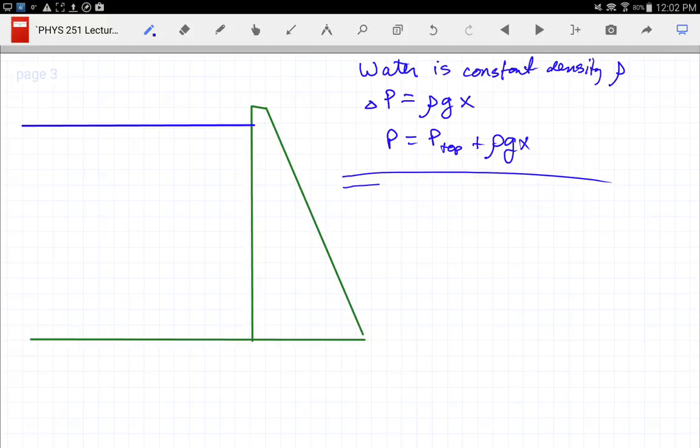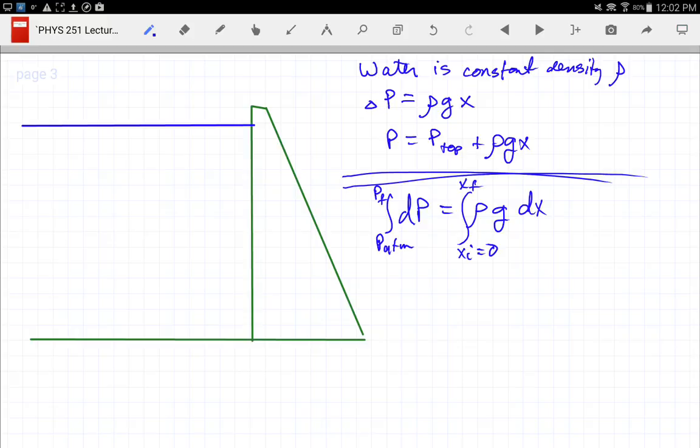If I said integrate to find the pressure, then you would have had to start by saying, okay, dP is equal to rho g dx. Integrate both sides. And I would have had P final minus P atmosphere is equal to rho g x final. Same equation, right? So if I asked you to do it through calculus, it's only one line to do that.